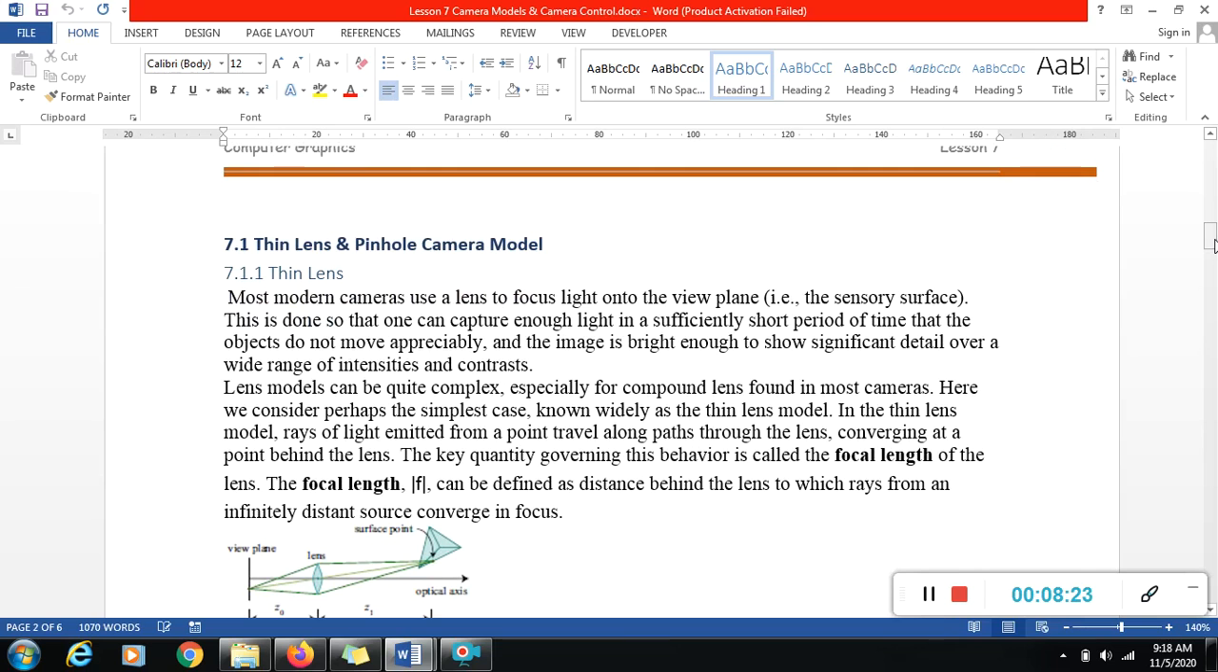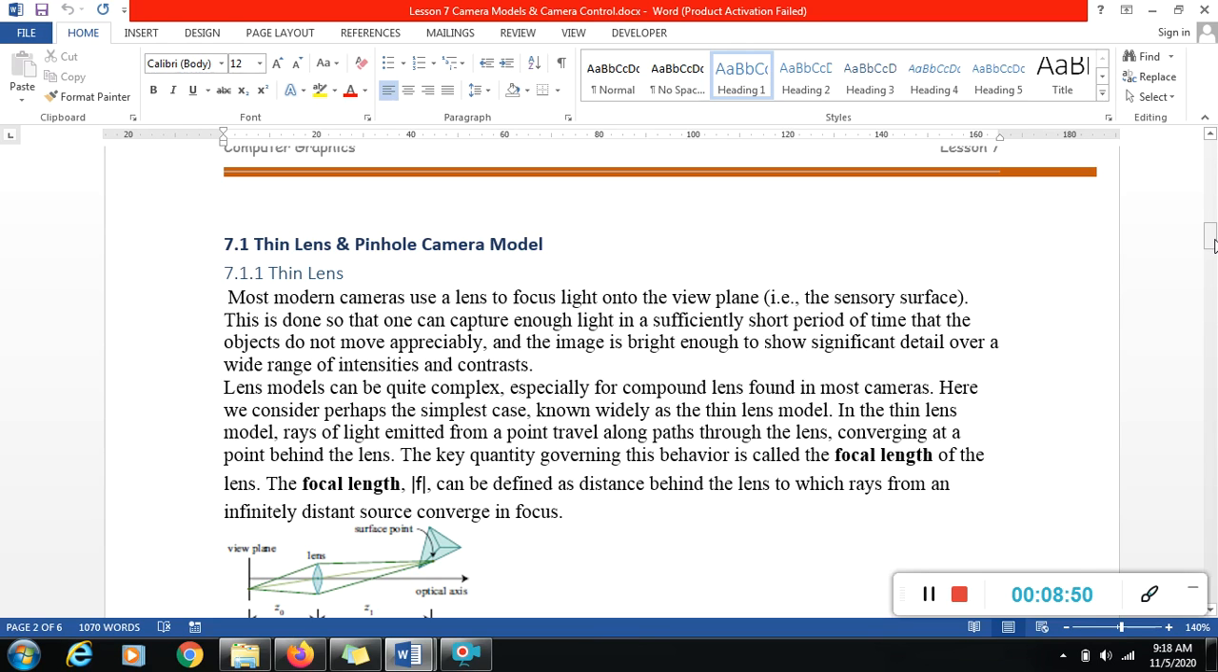So we have two main camera models which we use. The field is still advancing, but this one provides us with the basics so that you can start to appreciate the thin lens camera and the pinhole camera. Most modern cameras use a lens to focus light onto the viewplane, that is the sensory surface, and this is done so that one can capture enough light in a sufficiently short period of time that the objects do not move appreciably, and the image is bright enough to show significant detail over a wide range of intensities and contrast.